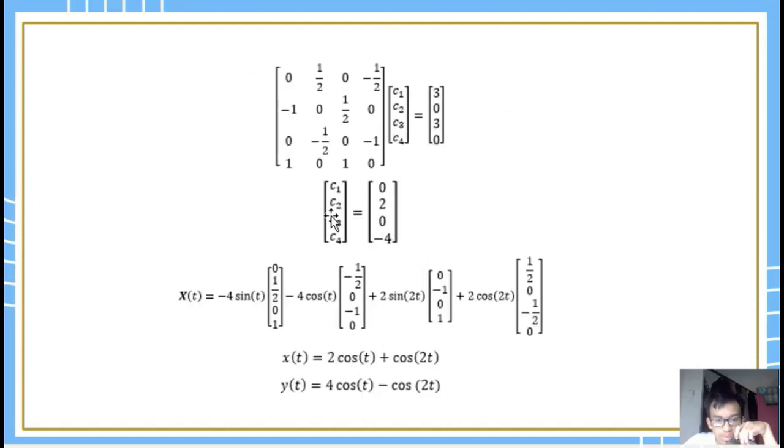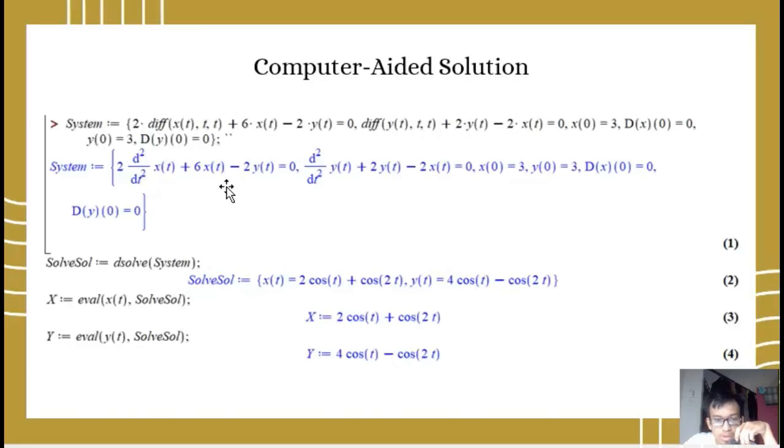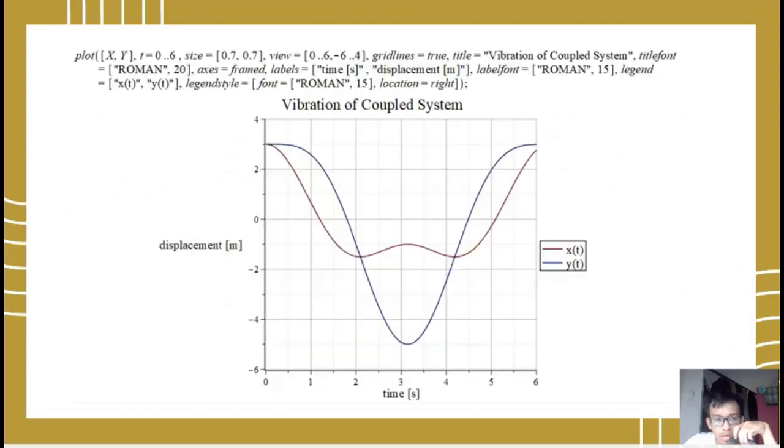We have the constant coefficients C1, C2, C3 and C4. We substitute back into our general equation. Therefore we have this solution, which is taken from the first and third rows. This is the computer aided solution. We use Maple to compute it, and it outputs this result, which is the same as our manual solution. And this one is the graph for the solution.